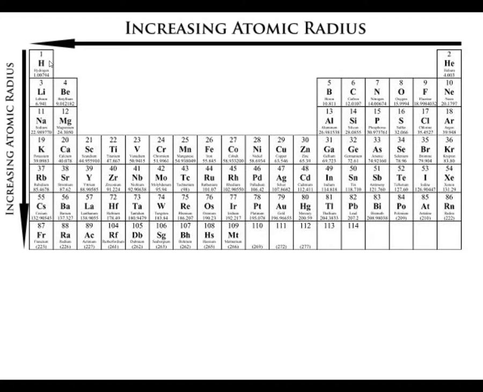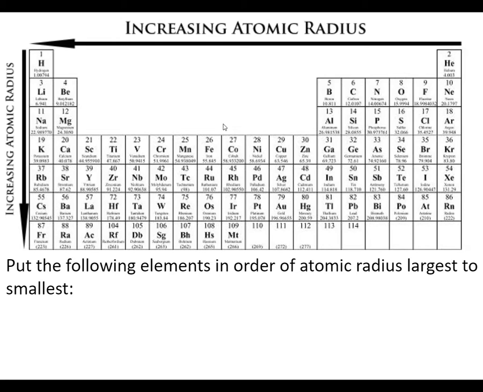Well, as we go down each group, we're adding electrons, we are adding energy levels. So our atoms are actually getting bigger. So our biggest atoms are going to be in this bottom corner of the periodic table because our atoms get smaller left to right and bigger top to bottom. So this corner is going to have our biggest atoms, and this corner up here is going to have the very smallest atoms on our periodic table. That is the pattern or the trend for this property of atomic radius.